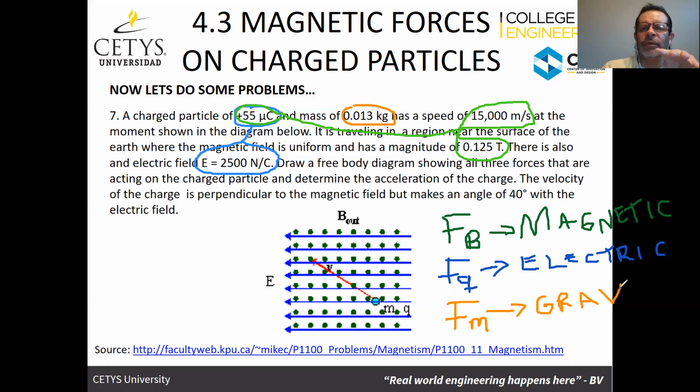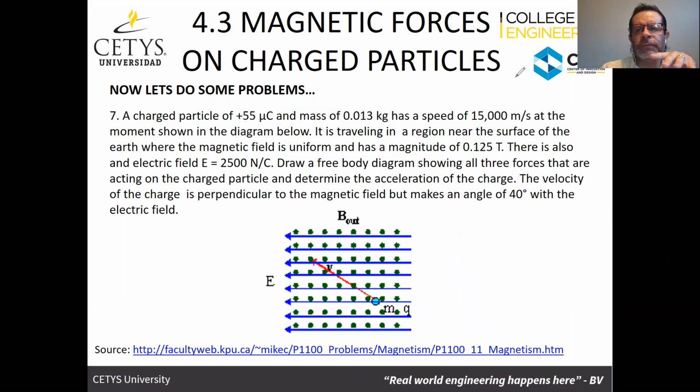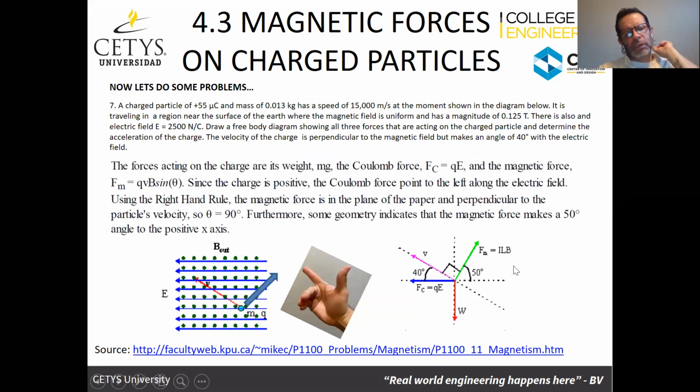Is this clear to everybody? Questions before we move on? Let's look at how those forces interact. Erase this and move on. So first off, let's see where the forces lie. We're going to use the right-hand rule.